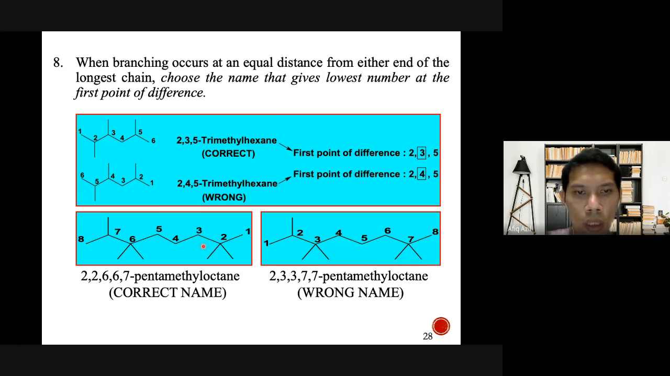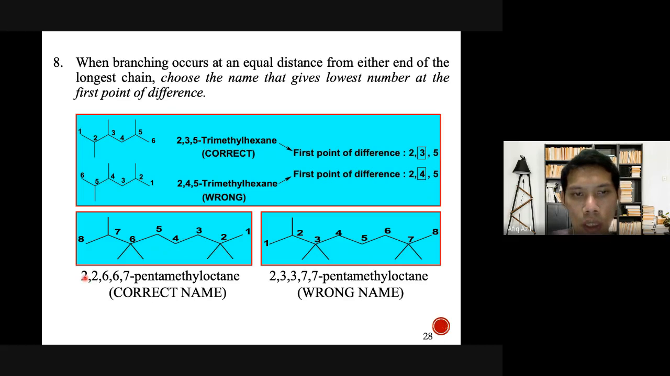Another example, here the substituents are listed as 2,2,6,6,7-pentamethyloctane. So this is the correct name. Numbering starts from this side. You have 1, 2, 3, 4, 5, 6, 7, 8. And from the other side, it is 1, 2, 3, 4, 5, 6, 7, 8, giving 2,3,3,7,7-pentamethyloctane. So you have to see the first point of difference.